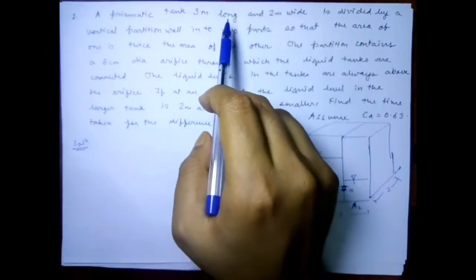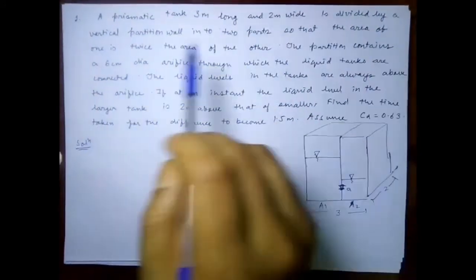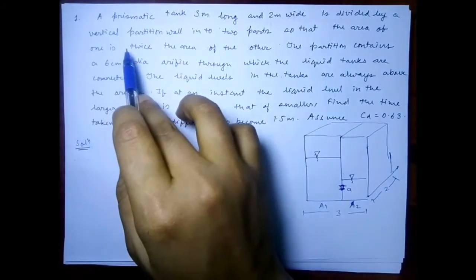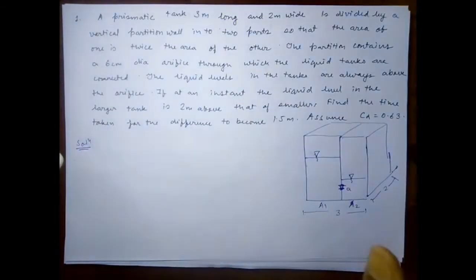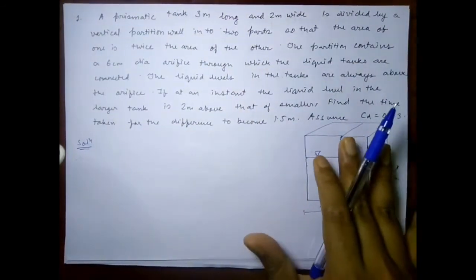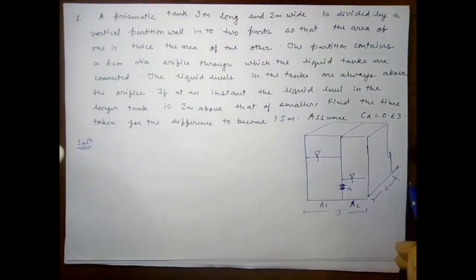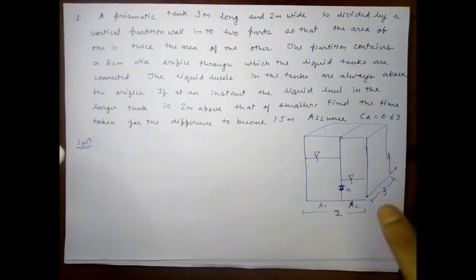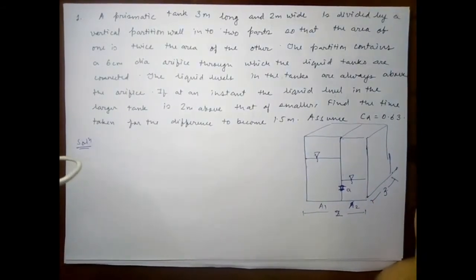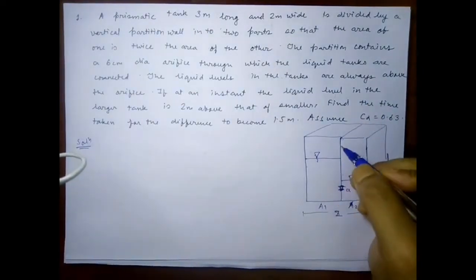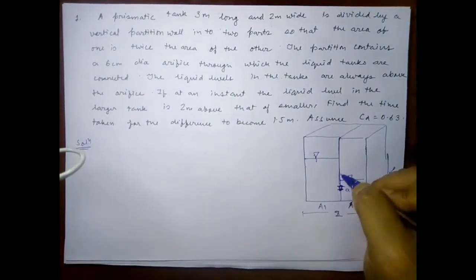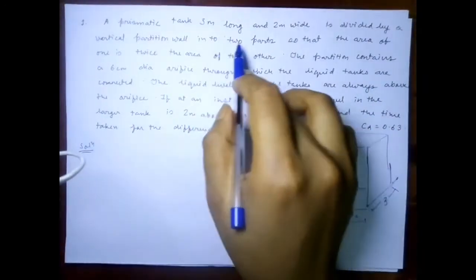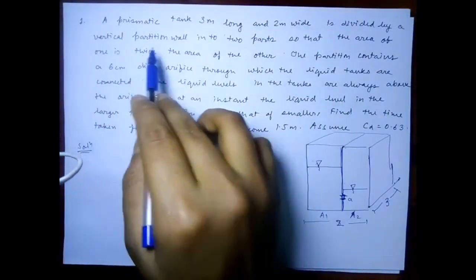A prismatic tank 3 meter long and 2 meter wide is divided by a vertical partition wall into two parts so that the area of one is twice the area of the other. So we have a prismatic tank, let us take this as 2 meter and this as 3 meter in length, and it is divided by a partition wall. This is the partition wall, and it is divided into two parts so that the area of one is twice the area of the other.